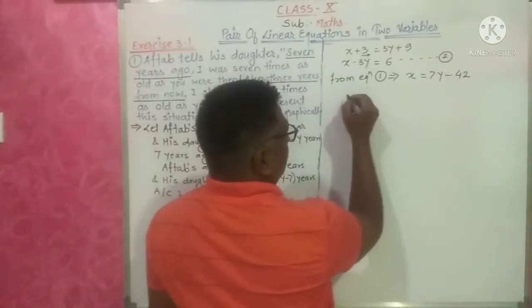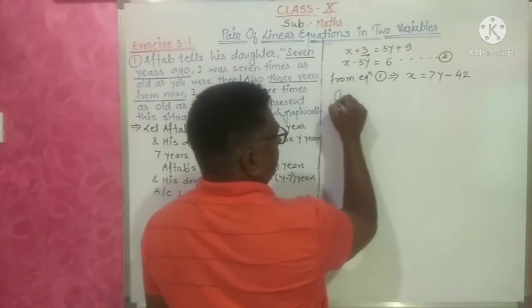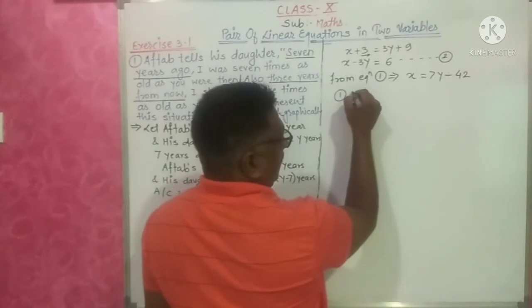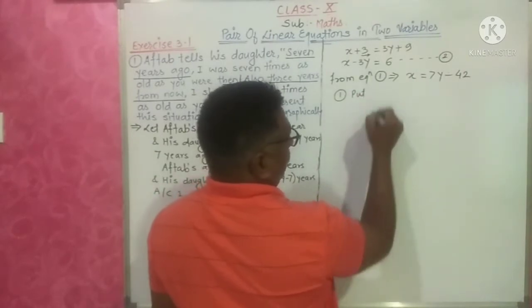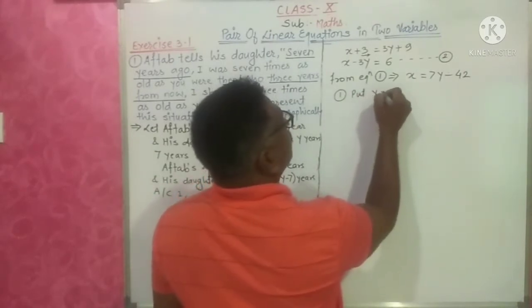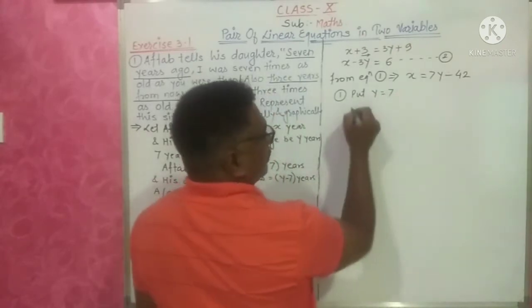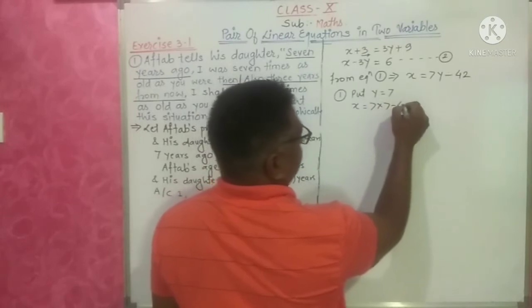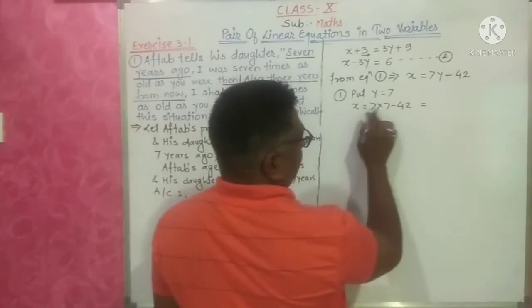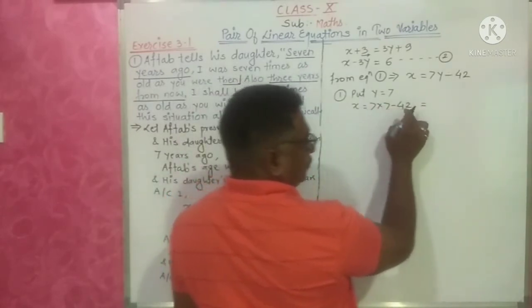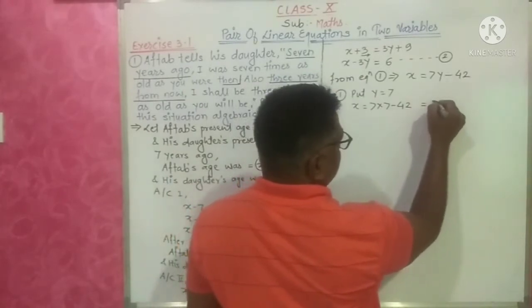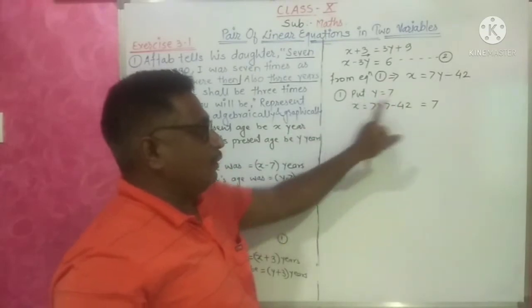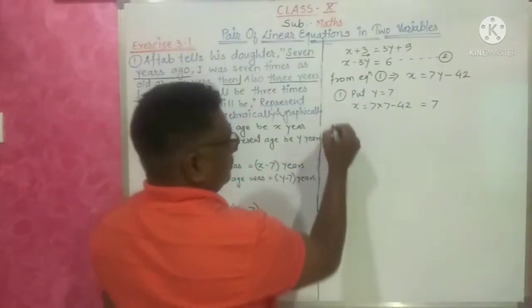Now, first, solution 1. So here, put the value of y. Put y equals to 7. So x equals to 7 into 7 minus 42. So what will we get? 49 minus 42. So what will we get? 7. Means value of y is 7, value of x is also 7.